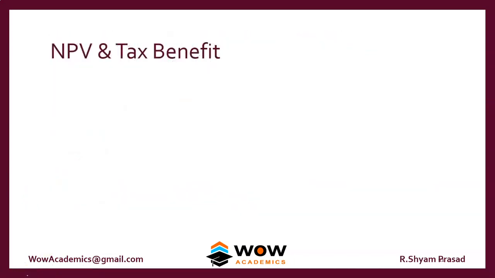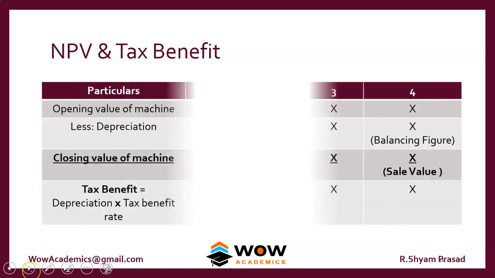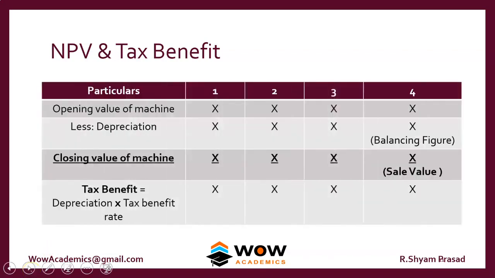So here we look at the NPV and tax benefit. As you have machinery or something, you will have depreciation, and for that depreciation you get some kind of tax benefit. So first you have to compute the depreciation. Then, if you multiply the depreciation by the tax rate, you will get the tax benefit. Okay, so that's how it works.